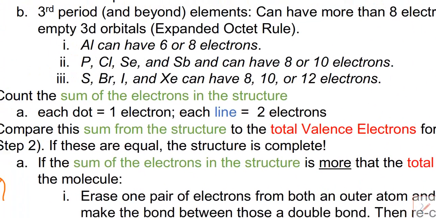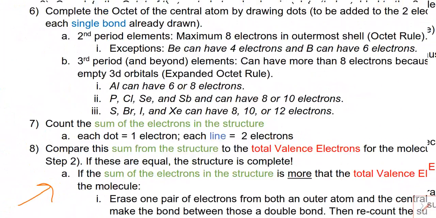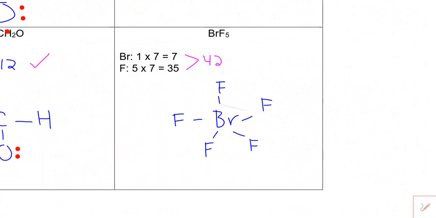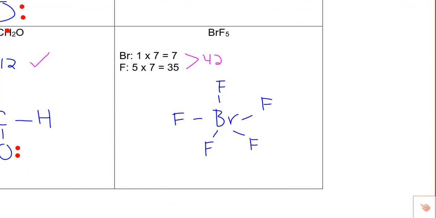Let's go check our exceptions. I have here listed out some exceptions to the octet rule. The ones in the third period and beyond tend to have more than 8 electrons because they have empty 3d orbitals, which is the expanded octet rule. It doesn't mean they have to have more, but they can have more. One of the atoms that can have more is bromine, which can have 8, the octet rule, or it could have 10 or 12. So it's okay that bromine is going to end up with more than 8 because we see that it's allowed to be an exception. So let's keep going with our process.